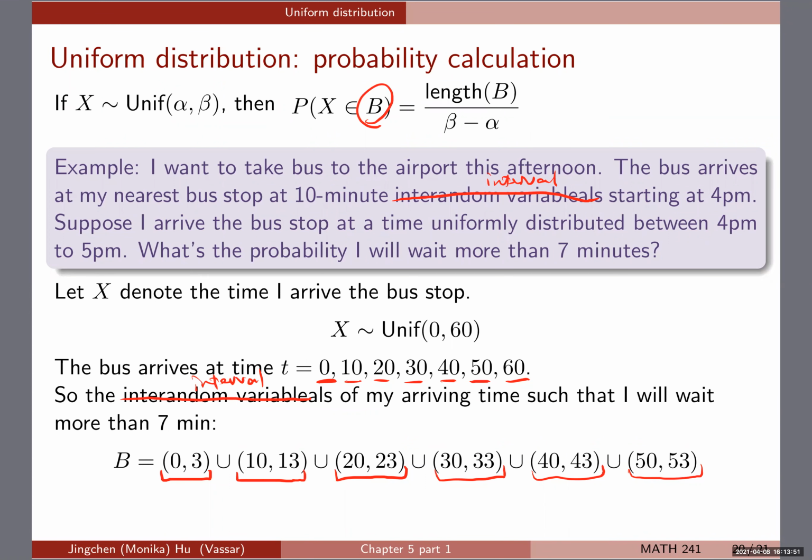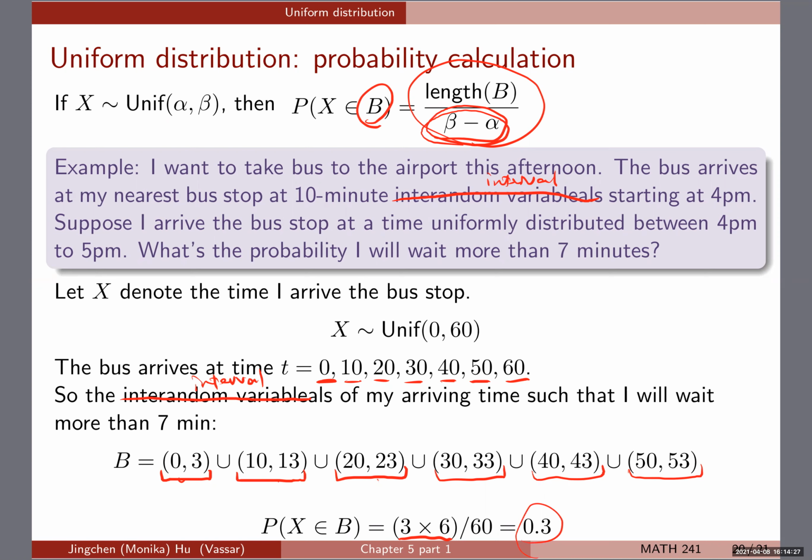And in particular, because it's a uniform random variable, if we add up all of the lengths over here, we have a 3 here, another 3, another 3, so I think 6 threes in total. So if we follow this result, if I know the length of B, then I will be able to do the probability calculation pretty quickly. Here, I will get 3 times 6, divided by 60, because that's the length of the overall interval in the first place. So I'm going to get 30%.